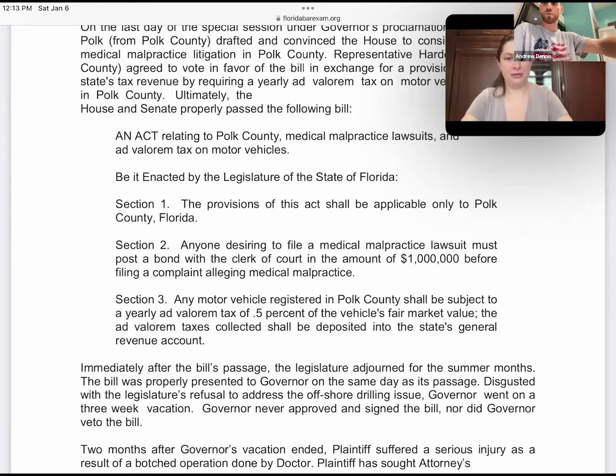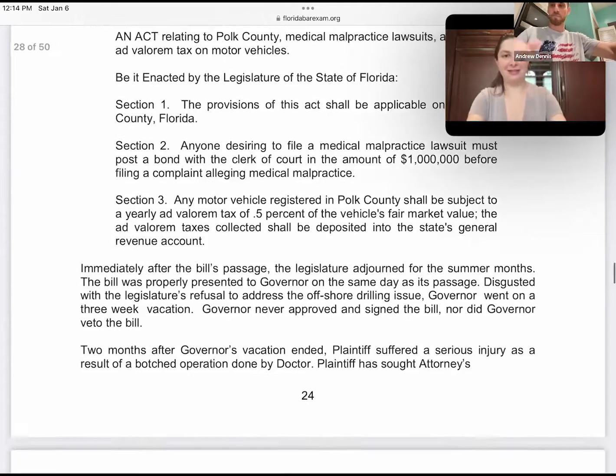Any motor vehicle registered in Polk County shall be subject to a yearly ad valorem tax of 0.5% of the vehicle's fair market value. The ad valorem taxes shall be deposited into the state's general revenue account. Absolutely not. Absolutely not. Why? Because that's a county right to tax for ad valorem taxes. The state has no right to tax me for property taxes. If they did, I'd be broke because I'm already paying enough to the county. All right.